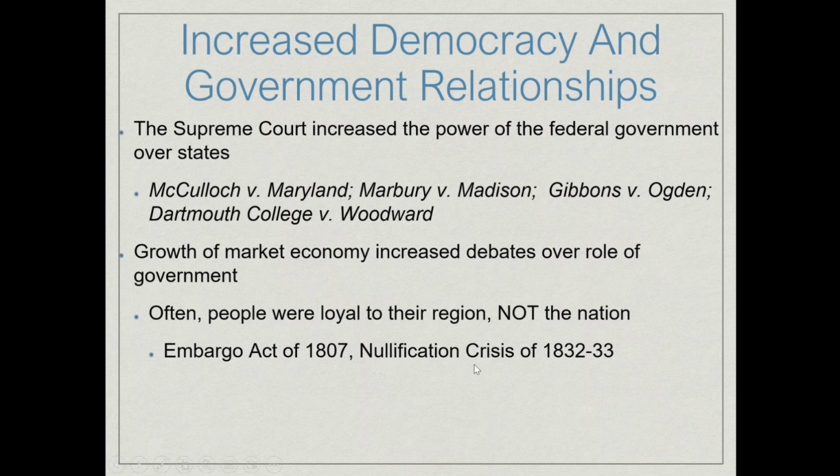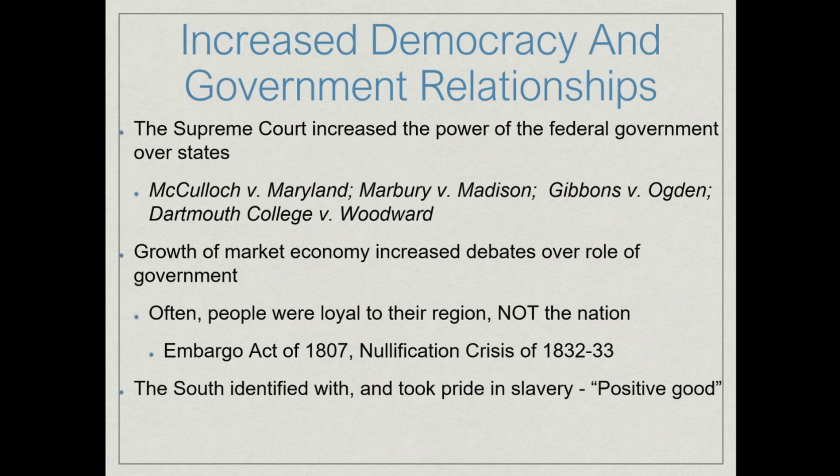The nullification crisis, where South Carolina tries to get rid of a tariff and it almost leads to the Civil War. That's another example of regionalism. The South will identify and take pride in slavery. People like John C. Calhoun argued that slavery was a positive good.